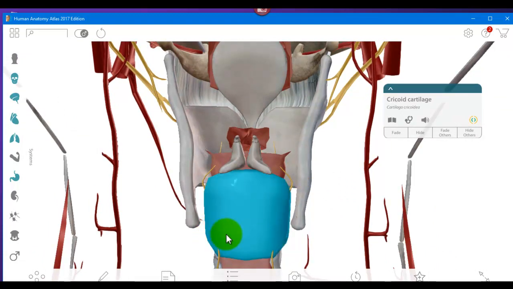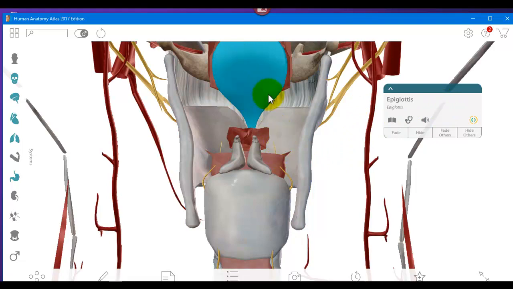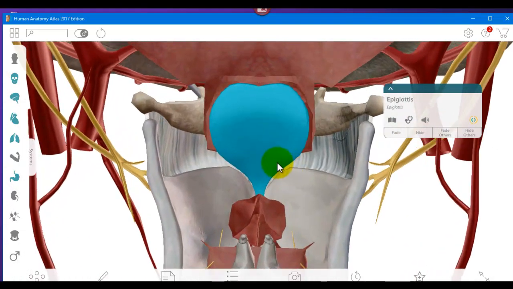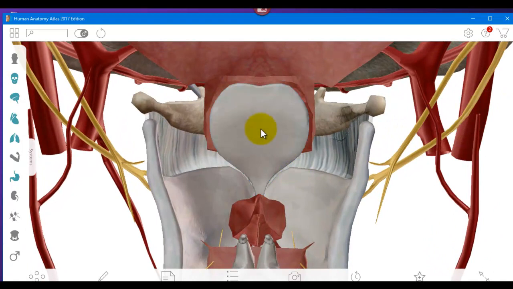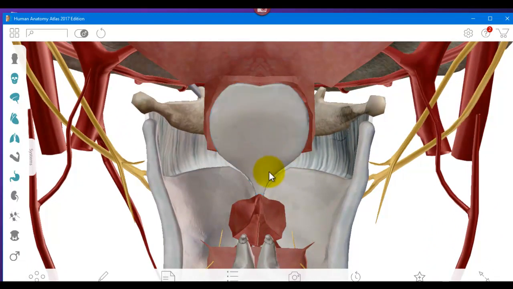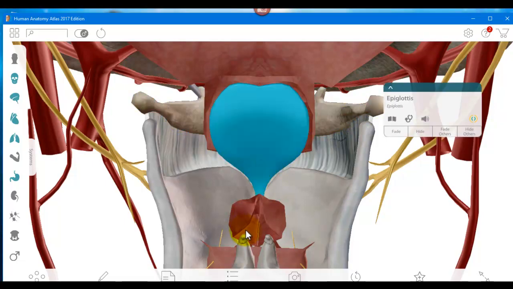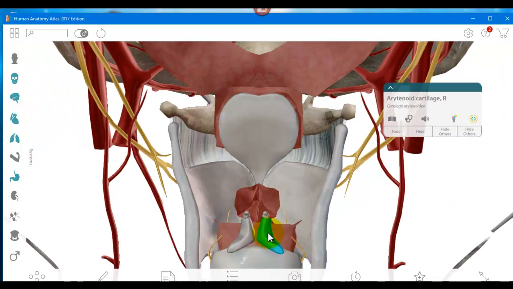So back view of the cricoid, this there is the thyroid portion. And see where I just highlighted this? That is the epiglottis. And you can see, well, it's blue. It is a little bigger in this particular diagram. There's the hyoid bone. You see it going around the back. But I'm going to click back on the arytenoid.